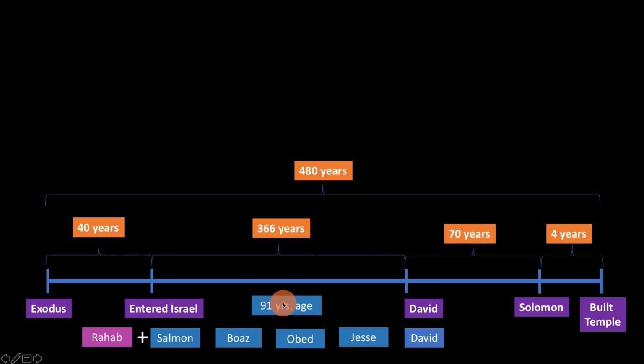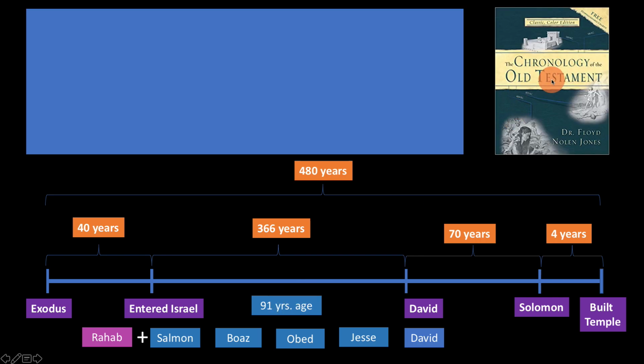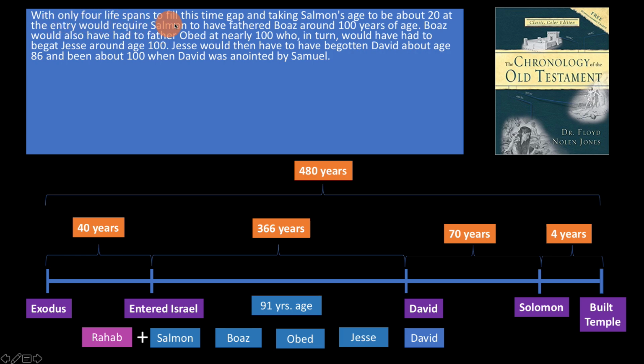And this point is made in a book entitled The Chronology of the Old Testament, which reads, "With only 4 lifespans to fill this time gap, and taking Salmon's age to be about 20 at the entry, would require Salmon to have fathered Boaz around 100 years of age. Boaz would also have had to father Obed at nearly 100, who in turn would have had to have begat Jesse at around 100. Jesse then would have begotten David at the age of 86 and been about 100 when David was anointed by Samuel."